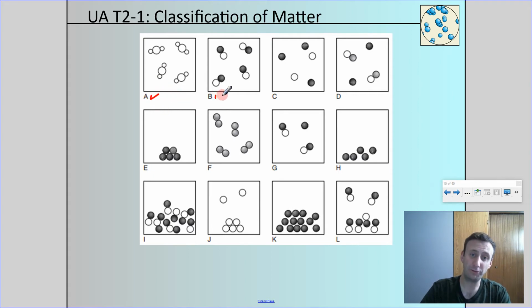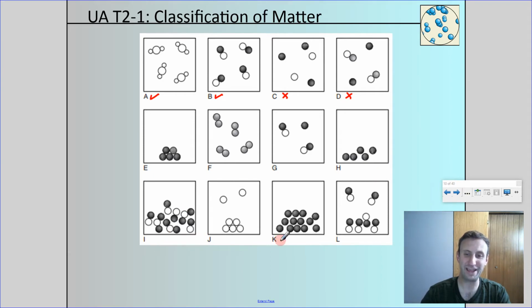B would also be a compound because again, I have more than one type of atom, but every particle is the same. So that is a compound. C is not a compound. D is not a compound. I have both a compound and an element mixed together in D. All right, let's take a look at this row. You tell me from this row, E, F, G, or H, which one, well, none of them are. Joking. Okay, let's look at the last row.